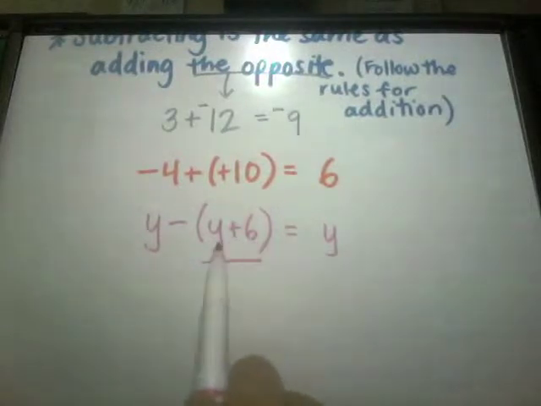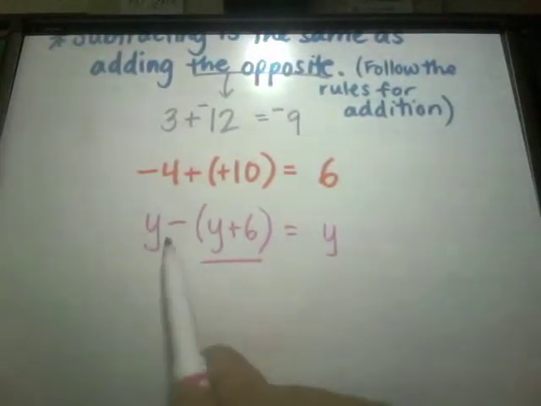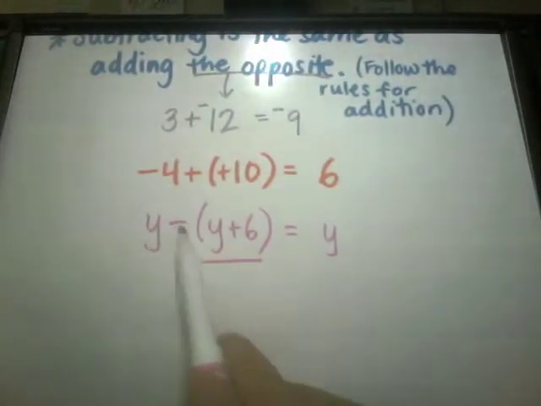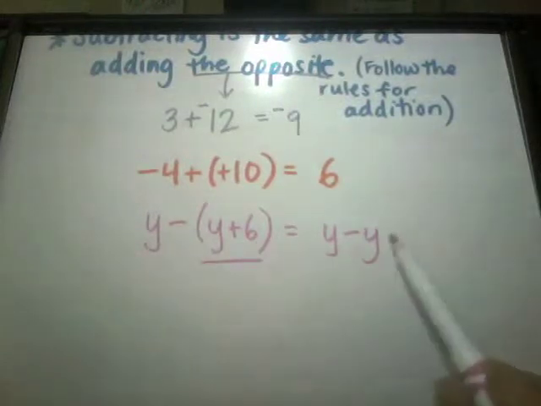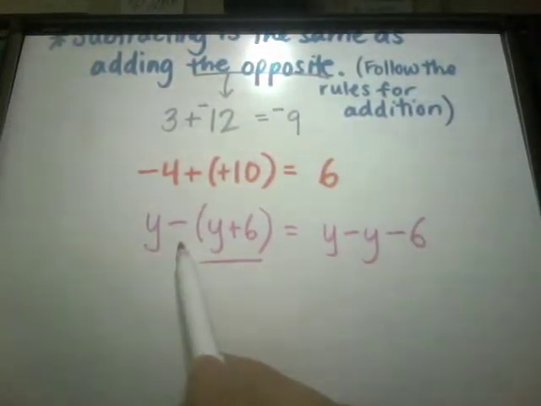Right? I can't add y plus 6 together. They are not alike. But what I've got is y. First I've got minus y. And here's the part that everybody forgets. It's also minus the 6. It's kind of like the distributive property.